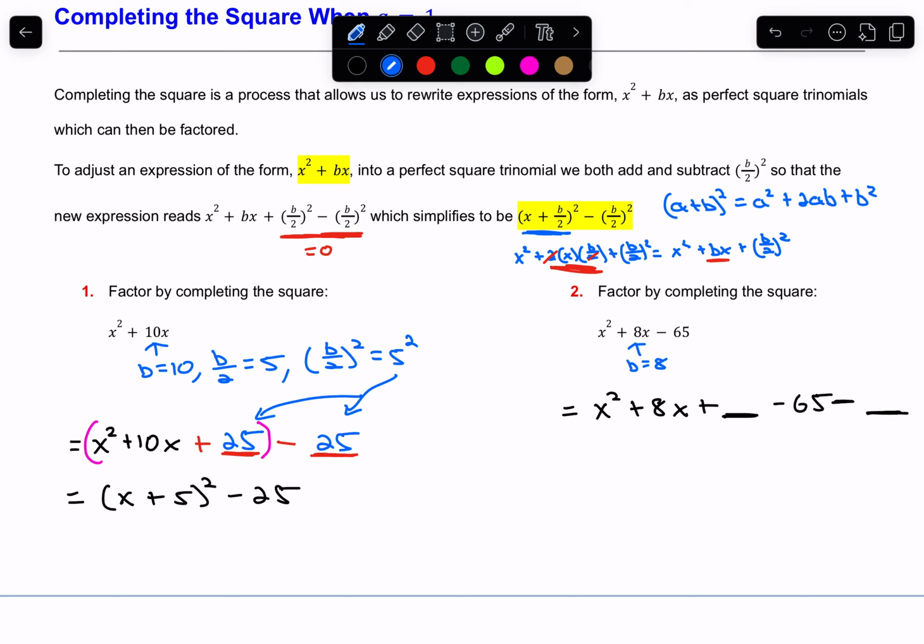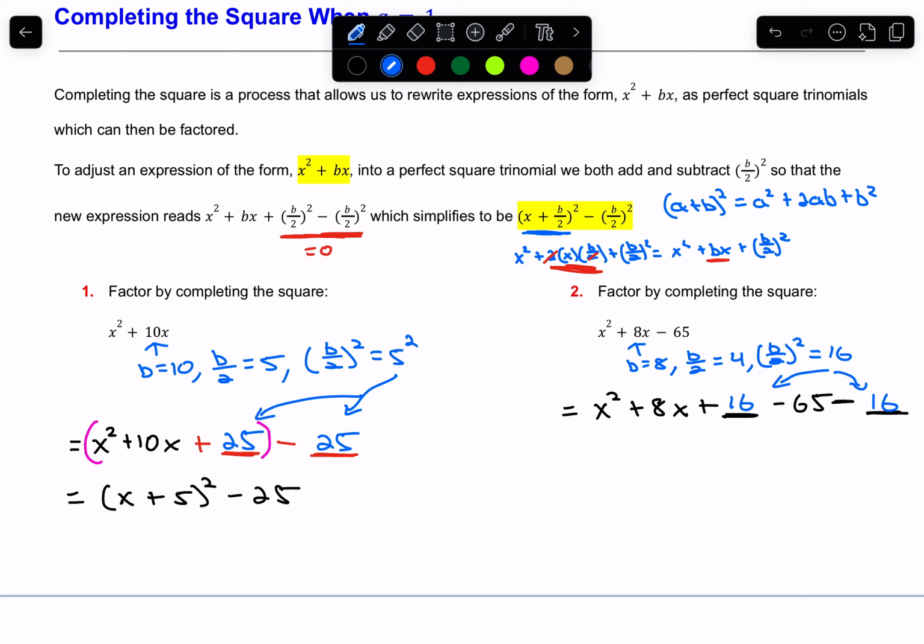So b is equal to 8. That tells us that b over 2 is equal to 4. And if b over 2 is 4, then b over 2 squared is equal to 16. So in both of these blanks, I'm going to put that 16.